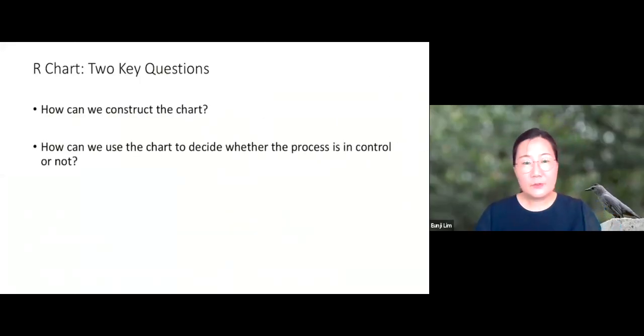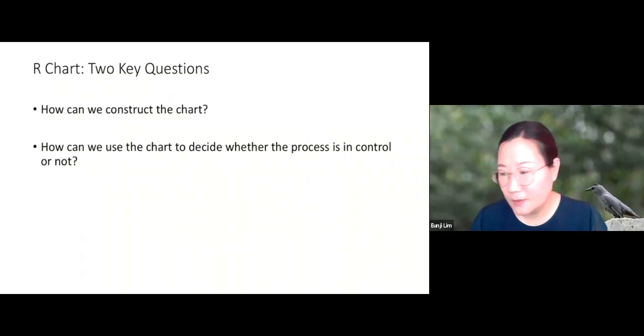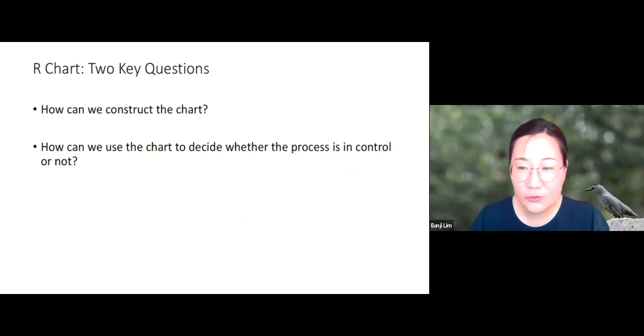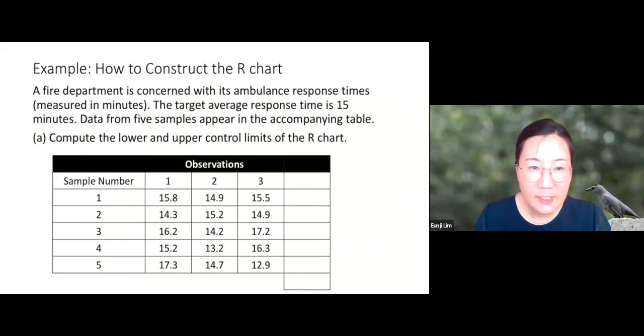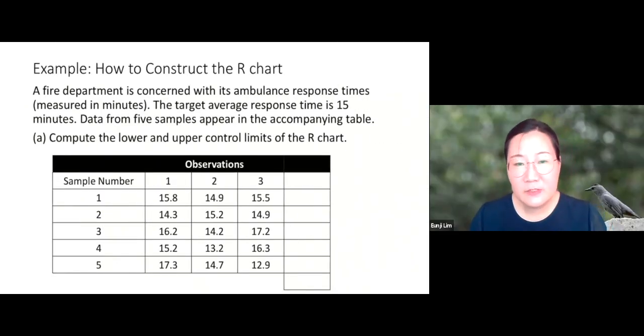Now, the next type of control chart is the R chart. Again, we have two key questions. How can we construct the chart? And how can we use the chart to decide whether the process is in control or not? Let's take an example. A fire department is concerned with its ambulance response times measured in minutes. The target average response time is 15 minutes. Data from 5 samples appear in the accompanying table. A, compute the lower and upper control limits of the R chart.